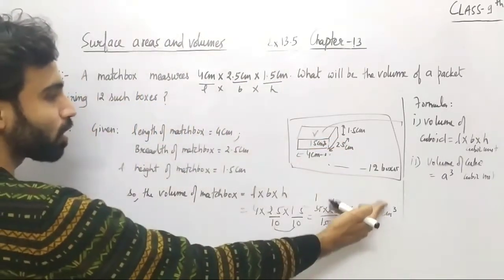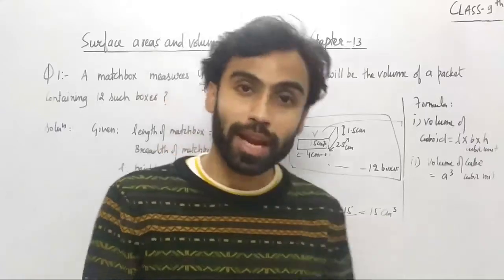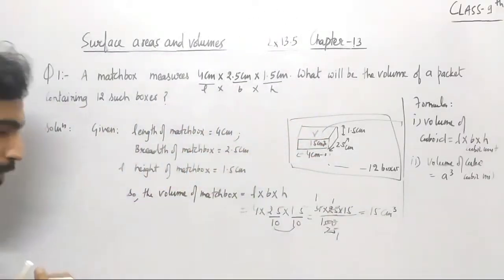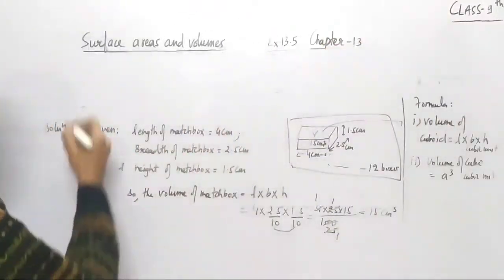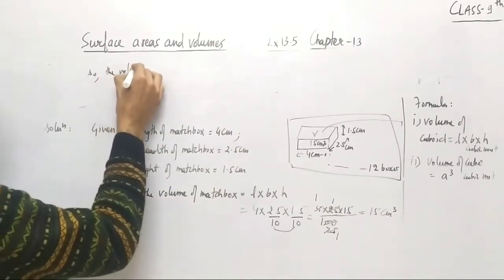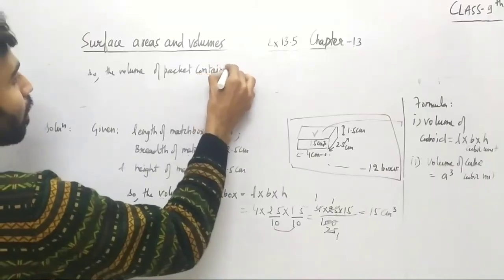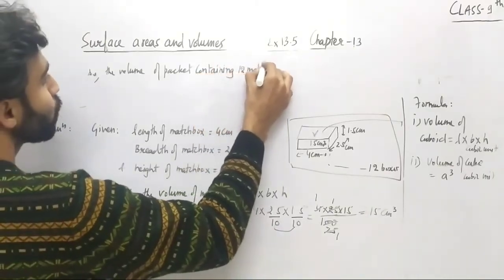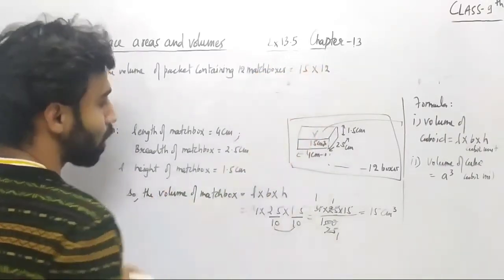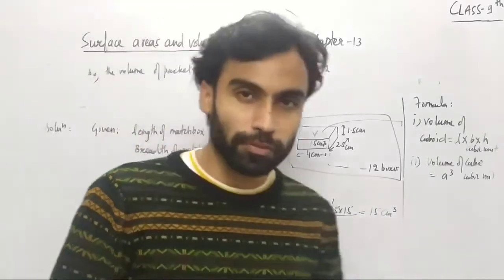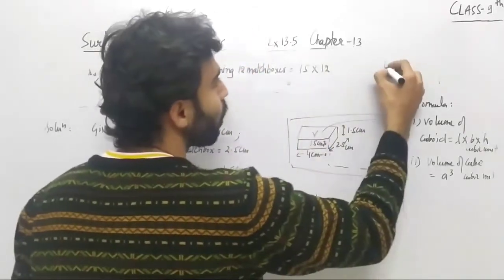Now what we have to do is simply multiply this volume of one matchbox by the number of matchboxes in that packet, right? So now this time if I just rub the space above, you can see the volume of packet containing 12 match boxes, right? That will be 15 into 12, right? So यहाँ पे हमें पता है volume of one match box is 15 centimeter cube and there are 12 match boxes in that packet, right? So यहाँ पे total volume कितनी होगी 15 into 12.